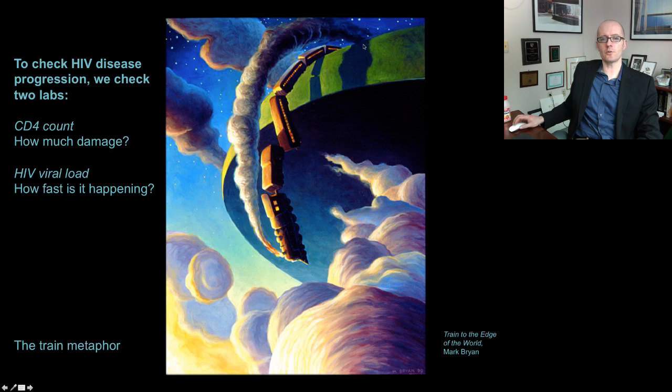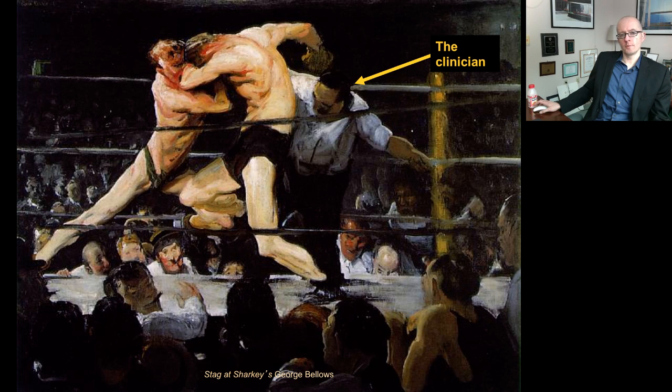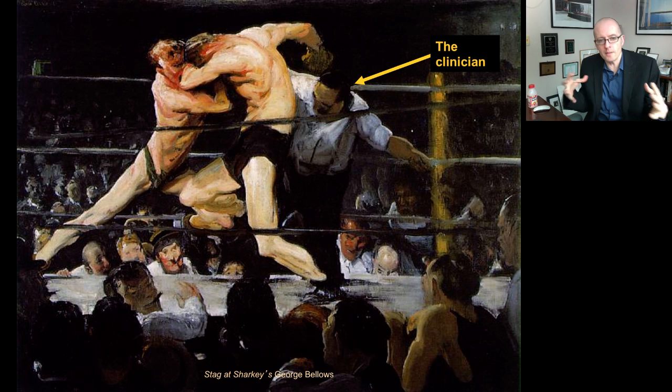How close is the train to the cliff of AIDS and death? And then viral load is how much virus is in the body, or how fast is that train going off the cliff. Okay, so the virus and the body, they're duking it out, with the clinician getting in there trying to figure out, with the CD4 count and the viral load, when to step in and try to help.